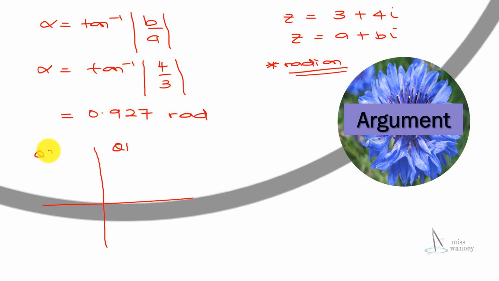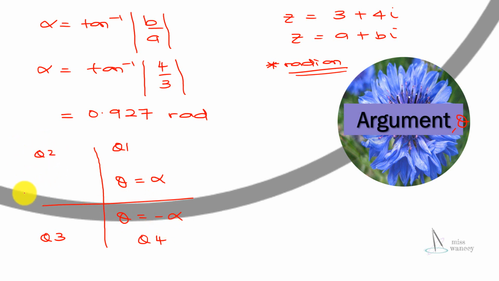This is the reason why I told you that we need to know where our z is. I'm going to give you the formula for the first, second, third, and fourth quadrants. If our z is in the first quadrant, then our argument, normally denoted by theta, is equal to alpha, so we simply take this value over here. If z is in the fourth quadrant, theta is equal to negative alpha, so we multiply by negative.